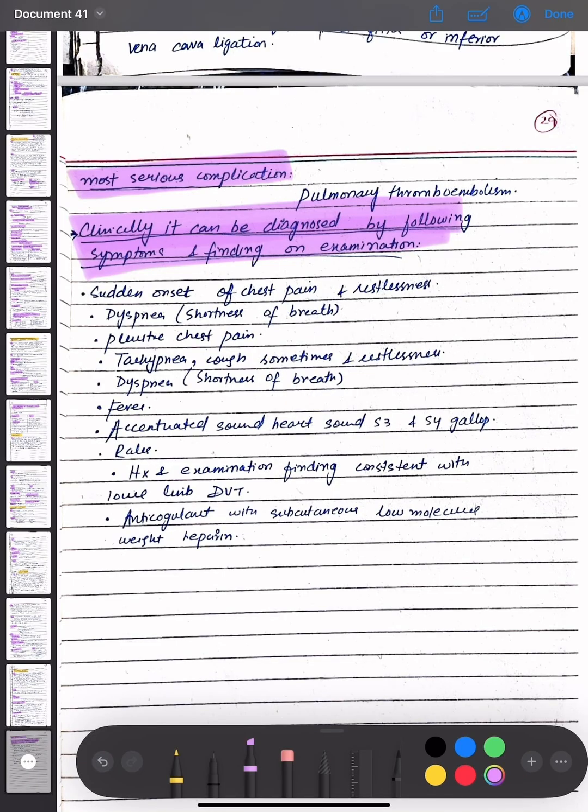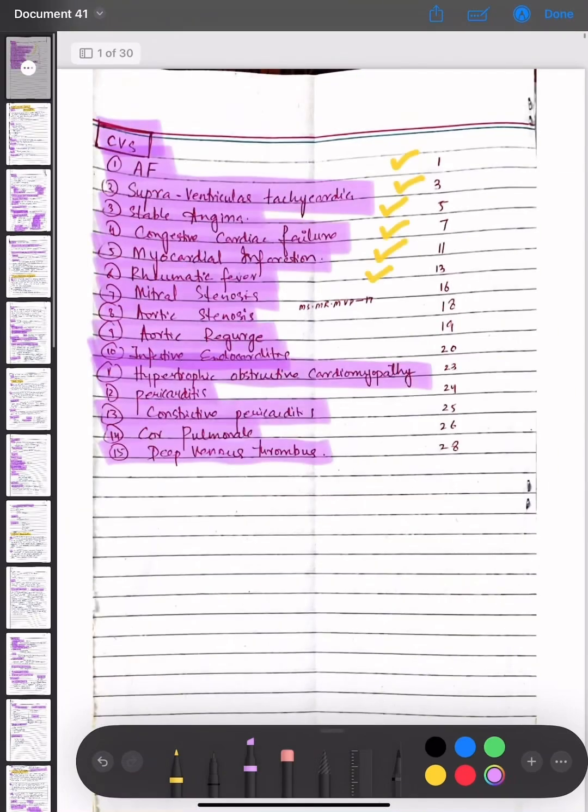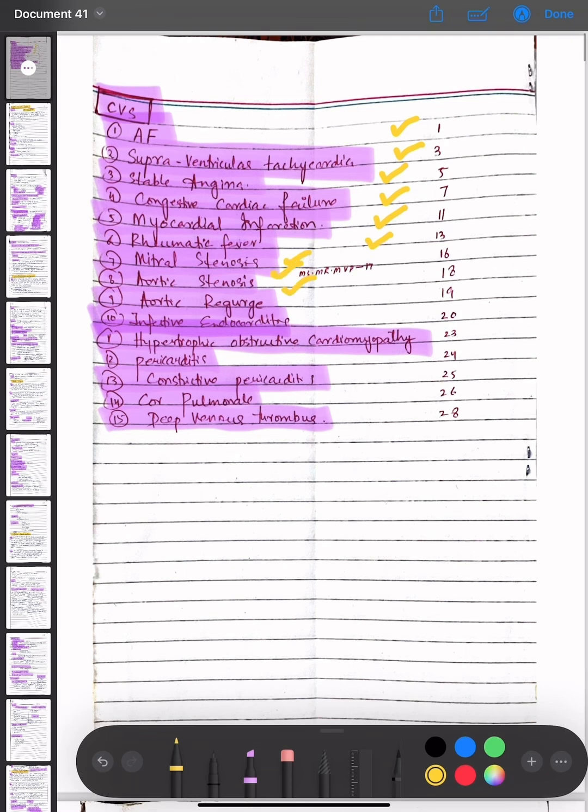Here we have covered our CVS unit. We have covered all the following topics: mitral stenosis, aortic stenosis, aortic regurgitation, infective endocarditis, hypertrophic obstructive cardiomyopathy, pericarditis, constrictive pericarditis, cor pulmonale, and deep venous thrombosis.